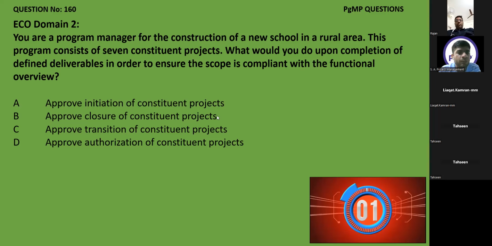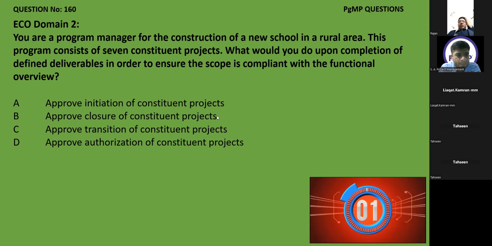Here we are talking about the project closure phase. So we are under the life cycle domain, then we are in the program execution phase, and under the program execution phase, we have to close the constituent projects to complete that scope, and then we will go to the program closure phase. Is it clear?